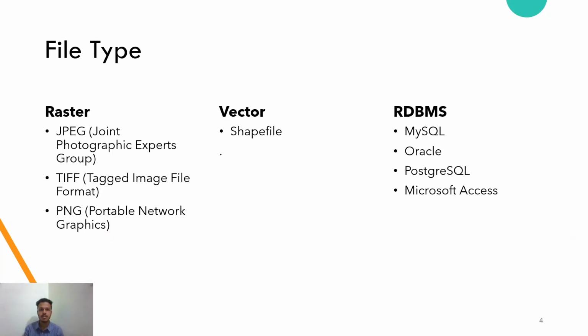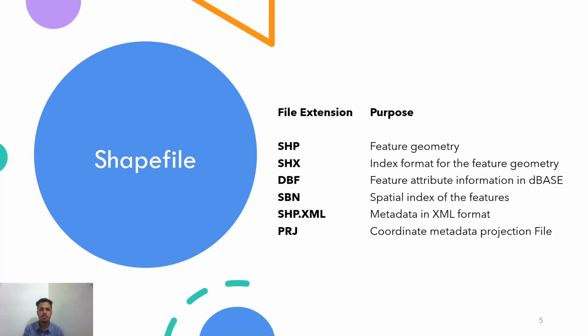Vector files are image files that are built by mathematical formulas. We will talk about a specific vector file, which is the shapefile, in this video. There are other file types known as RDBMS that contain SQL and Access databases. A shapefile is a combination of different file extensions. Various file extensions of various purposes combine together and create a complete shapefile.